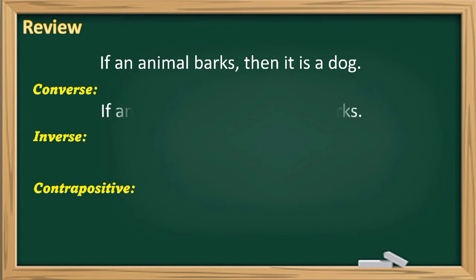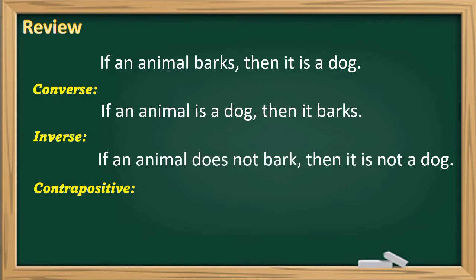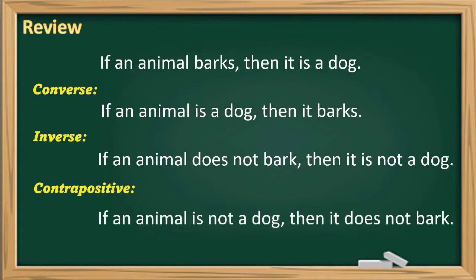Okay, the converse statement is, if an animal is a dog, then it barks. How about its inverse? So we will have, if an animal does not bark, then it is not a dog. And finally, the contrapositive, if an animal is not a dog, then it does not bark. I hope that you refreshed your minds with your previous lesson.